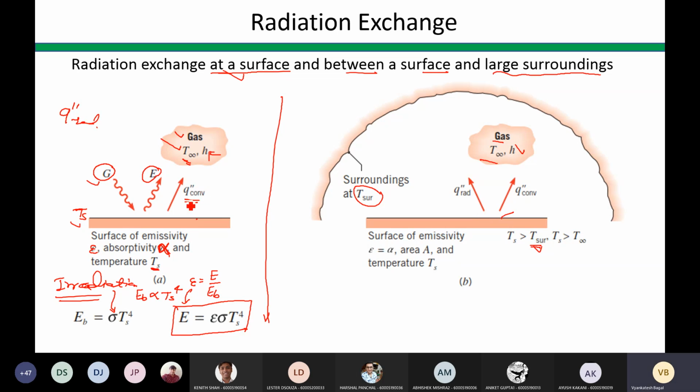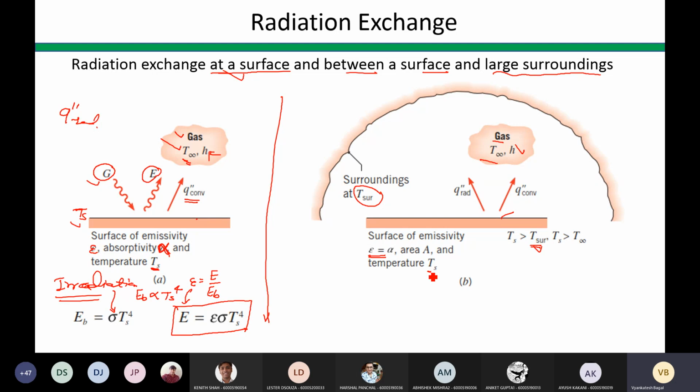And apart from this q double dash convection, there is one more term now added, that is q double dash radiation. And here what we are assuming is that the surface has emissivity epsilon, which is equal to absorptivity. This epsilon is equal to alpha. This is what we have assumed. Emissivity is equal to absorptivity, and the area of the surface is capital A, and the temperature is Ts.